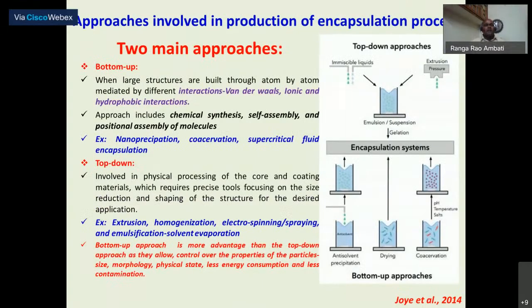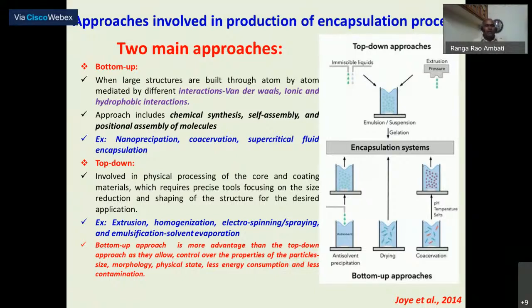There are two approaches during the encapsulation process: the bottom-up approach and the top-down approach. In the bottom-up approach, large structures are built atom by atom or molecule by molecule, mediated by different interactions, such as van der Waals, ionic, and hydrophobic interactions.